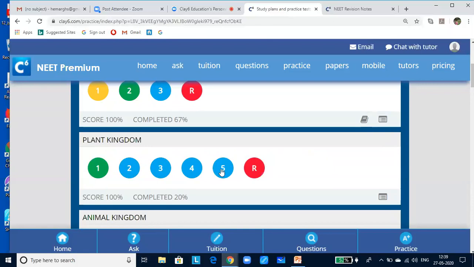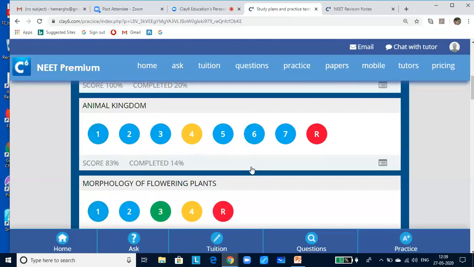Once you have taken all these numbered tests, if you take up the randomized test, it will help you to understand yourself. You will be able to assess how well you are prepared with the concepts and their applications, and also in the recall part of the test.